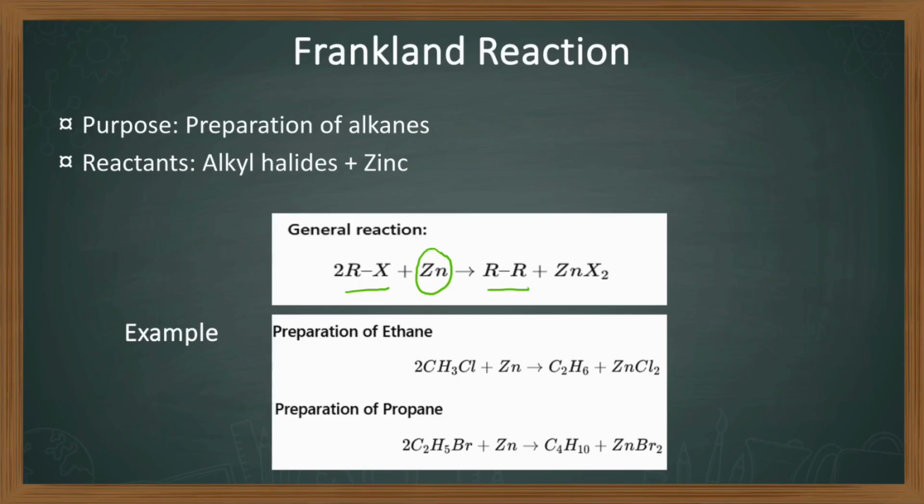We start with alkyl halides. We allow them to react with zinc metal. We get alkane as the final product. Zinc halide will be a byproduct. For example, when we take methyl chloride, we get ethane. When we take ethyl bromide, we get n-butane as product.